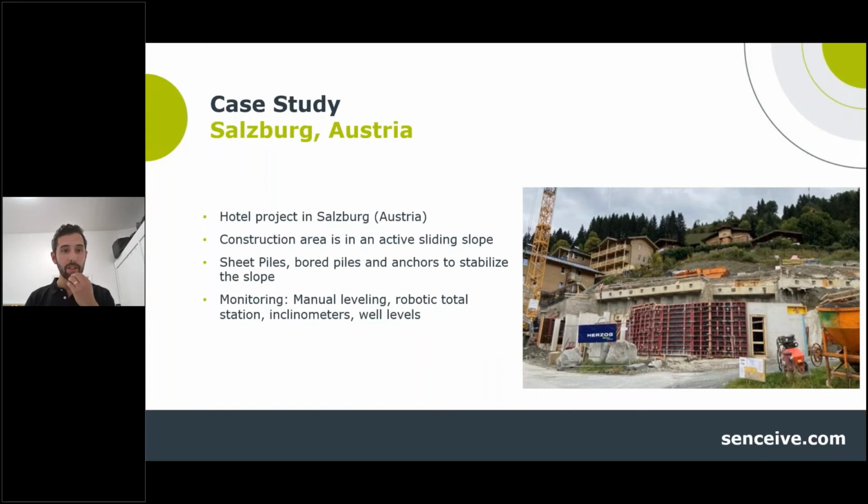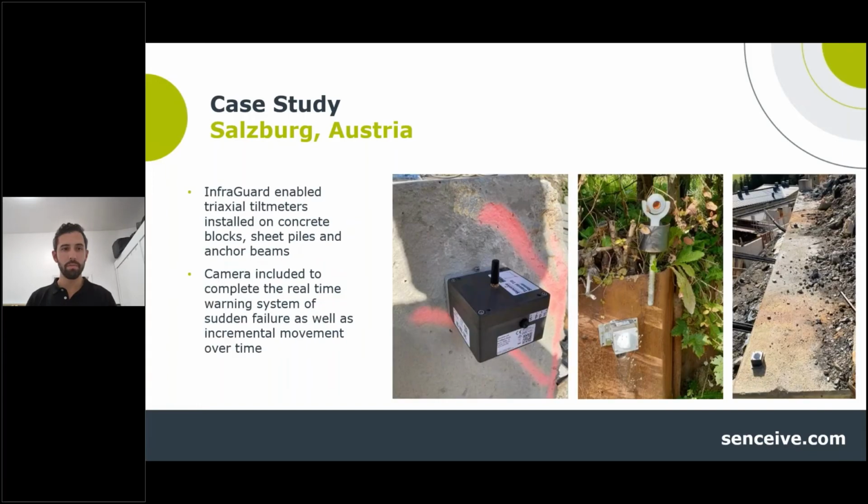International example, Austria. So this is a good example of a construction area with an active sliding slope above. There's a lot of work gone into this: sheet piles, bored piles, and anchors to stabilize that, and a full instrumentation scope deployed here. Not just Senceive's solutions, there was also some manual monitoring, robotic total stations, and some in-ground instrumentation like inclinometers and piezometers to really get a good feel of what's happening, not just at the surface, but also at the toe of that slope subsurface.